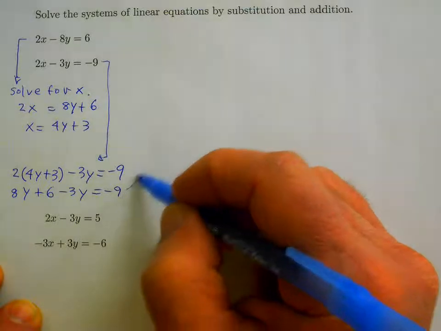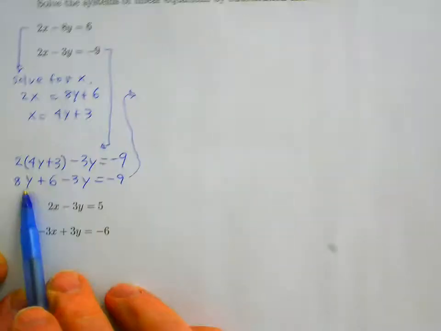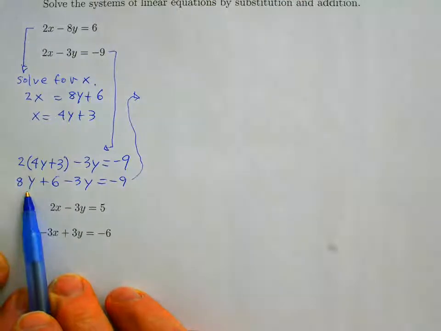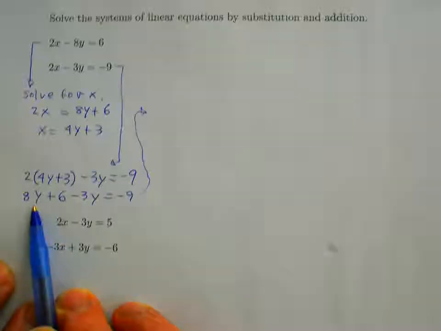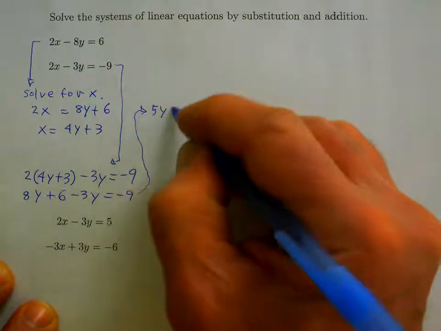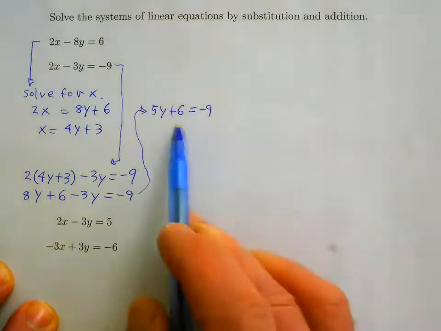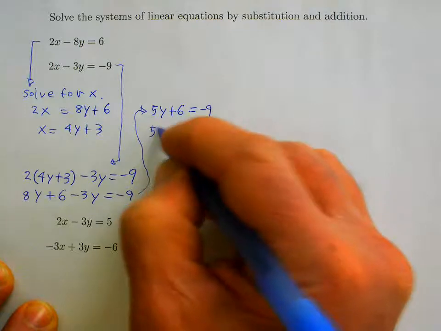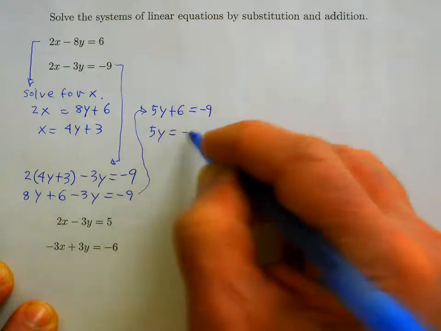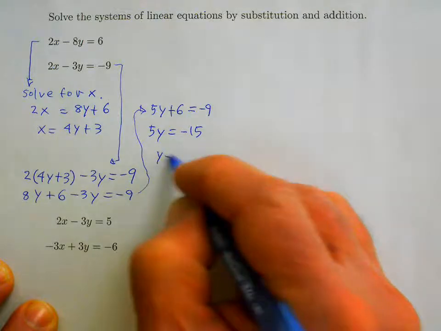So combine like terms, 8y minus 3y is 5y plus 6 equals negative 9. Then subtract 6, we get 5y equals negative 15. Divide both sides by 5, I get y equals negative 3.